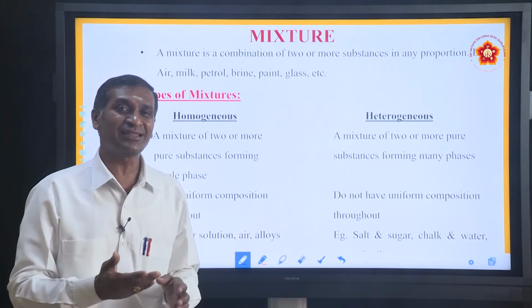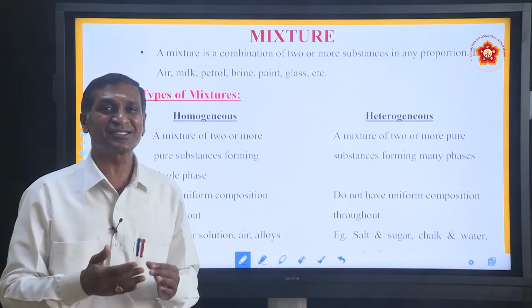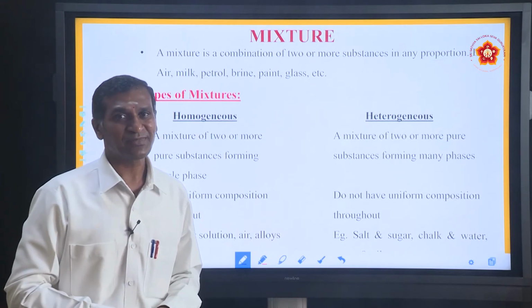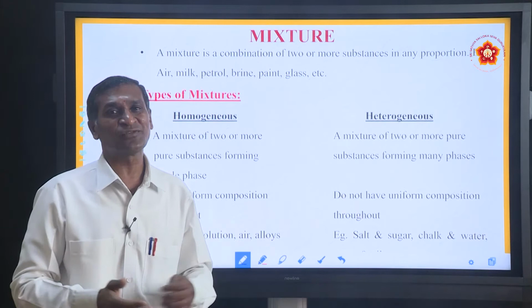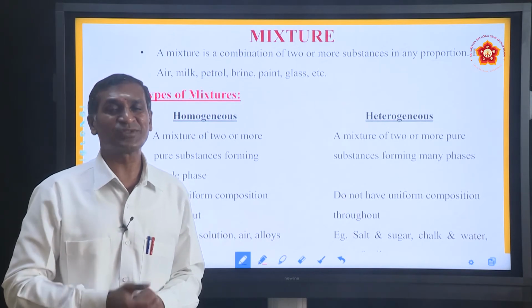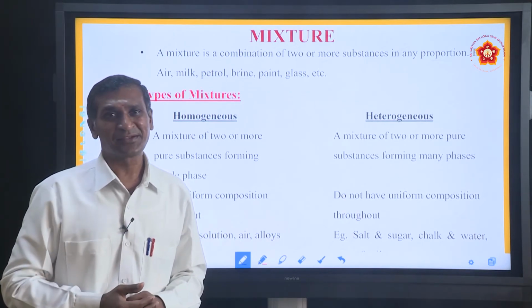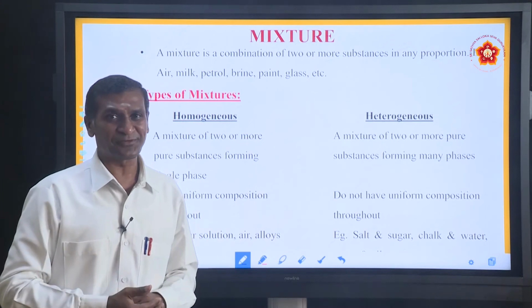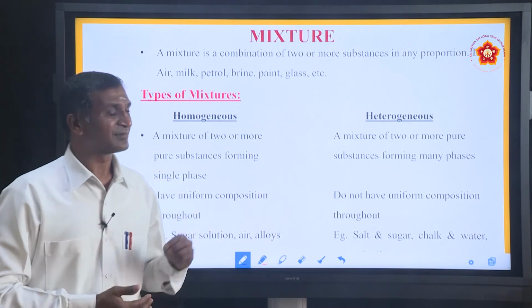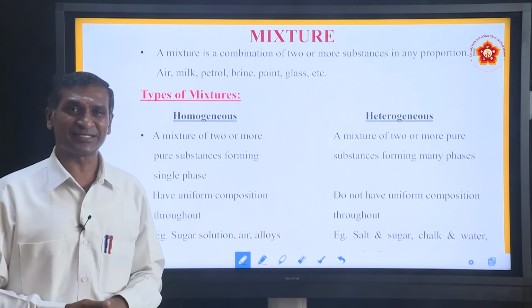we can't tell that it is a salt solution unless we taste it. These are different kinds of mixtures, to the 9th standard level, which we will be studying further. Now let us concentrate here.